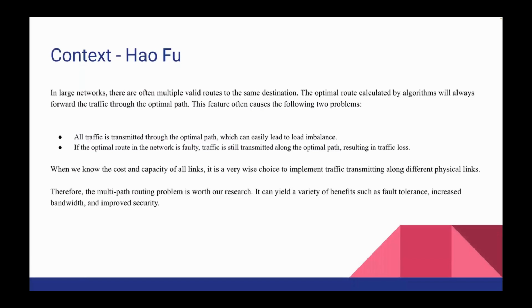In large networks, there are often multiple valid routes to the same destination. The optimal route, calculated by algorithms, will always forward the traffic through the optimal path. This feature often causes the following two problems. First, all traffic is transmitted through the optimal path, which can easily lead to load imbalance. Second, if the optimal route in the network is faulty, traffic is still transmitted along the optimal path, resulting in traffic loss.